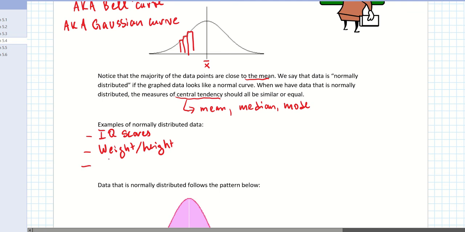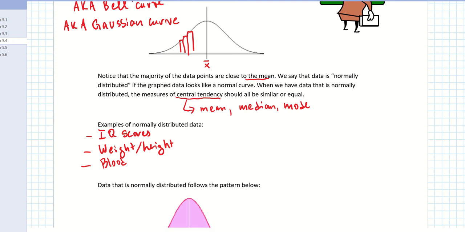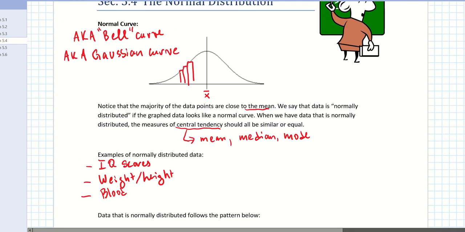Blood pressure is another one. Some people have high blood pressure, some people have low blood pressure, some people have normal blood pressure. The word normal actually comes from statistics, from the normal distribution. So normal means that you fall right in the middle here. That means that you are normal because you're within the center of this distribution.